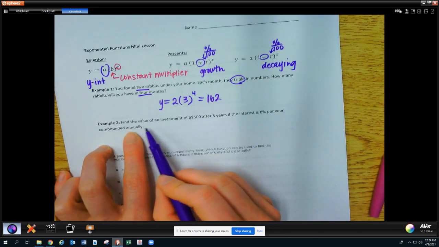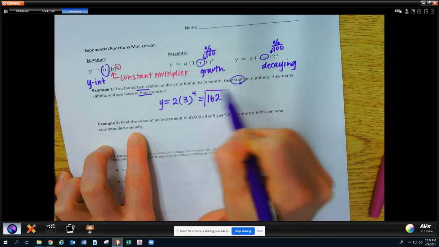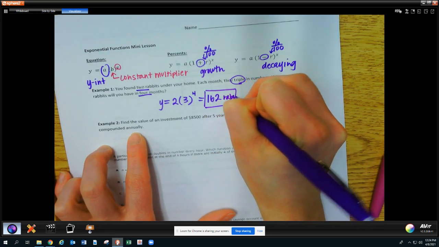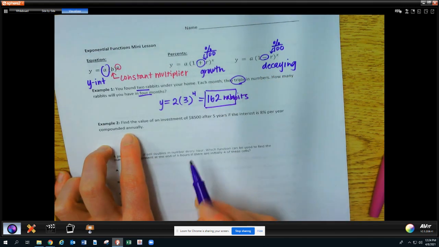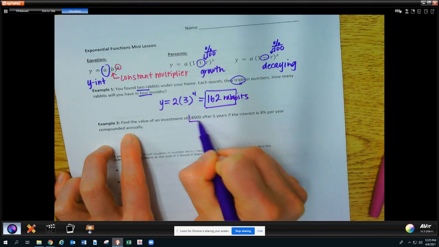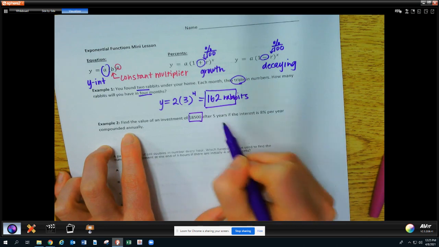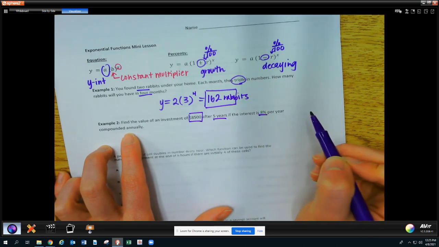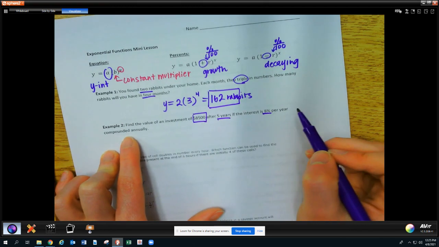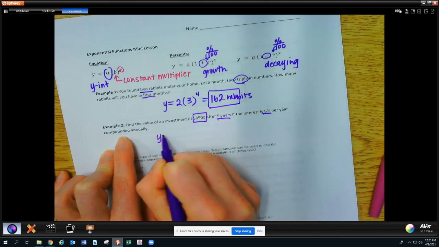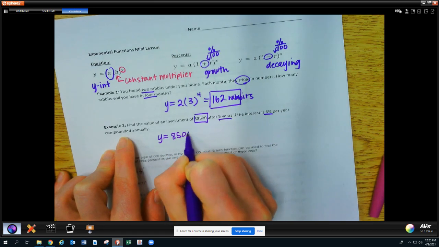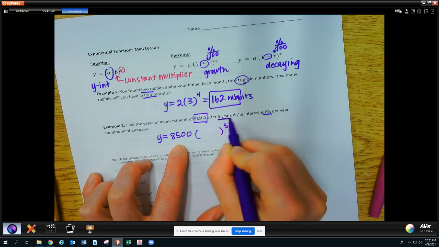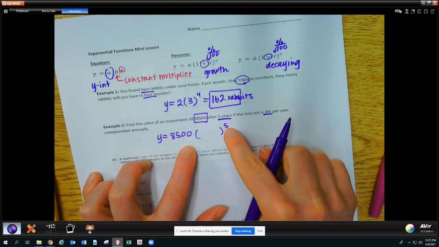Find the value of an investment of $8,500. That's our starting value after 5 years, if the interest rate is 8% per year compounded annually. So for this, 8,500 is the a value, and then 5 is the exponent. The time always goes up in the exponent.